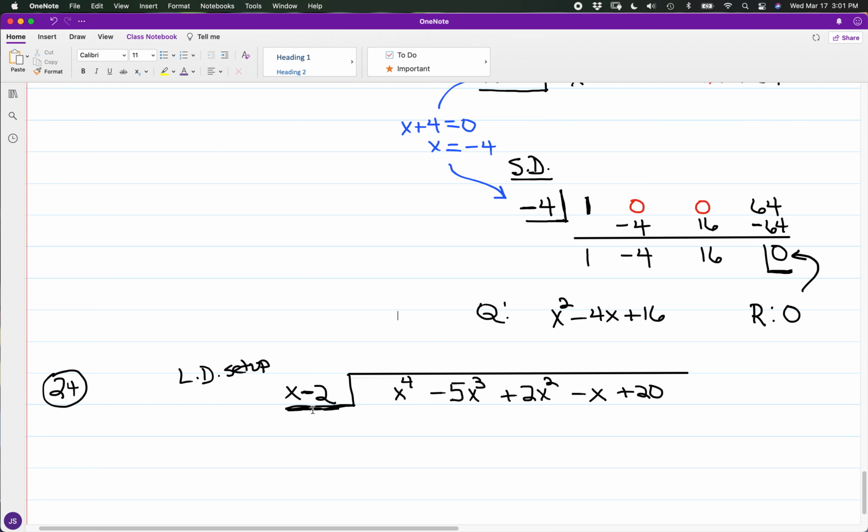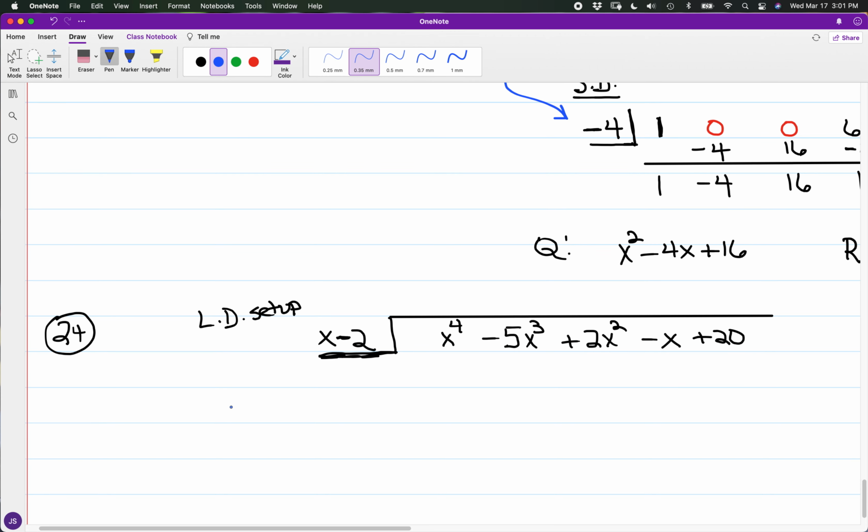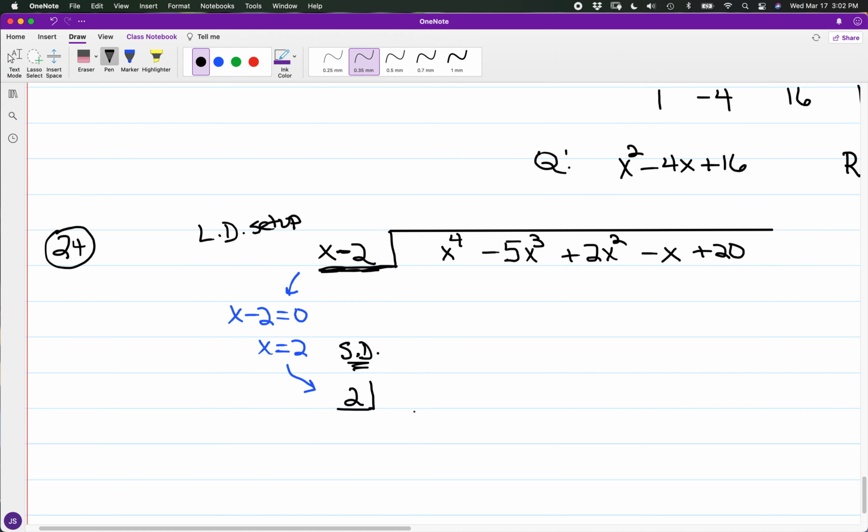Okay. And since the divisor is of first degree, again, I can just rewrite the setup in terms of synthetic division. So I have x minus 2 equal to 0, so we have x is equal to 2. So with synthetic division, I have 2, and with the coefficients of the dividend, I have 1, negative 5, positive 2, negative 1, and positive 20.